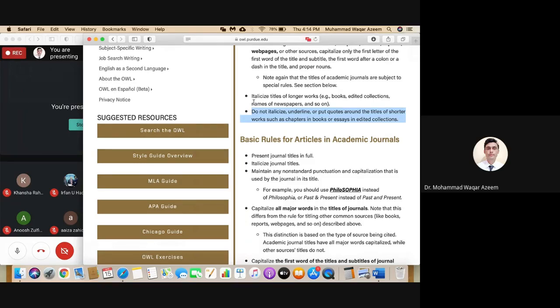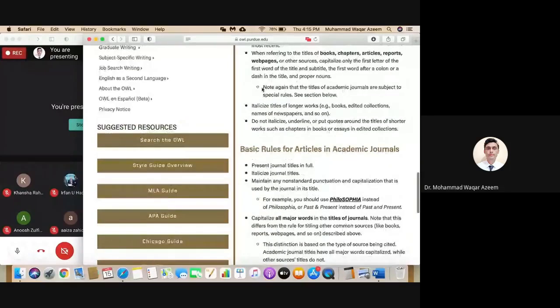However, as we saw in the above rule, if you italicize a work, it will be considered a longer work. It will be considered a book or an edited collection or a newspaper. Okay. So remember that a newspaper is also considered a longer work. Why? Because a newspaper has many sections in it, right? So any work which has many sections in it is considered to be a longer work.